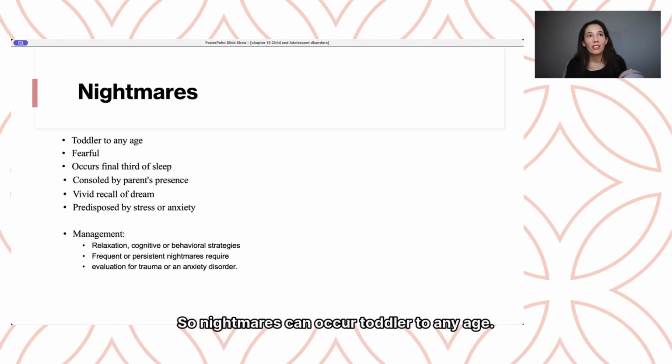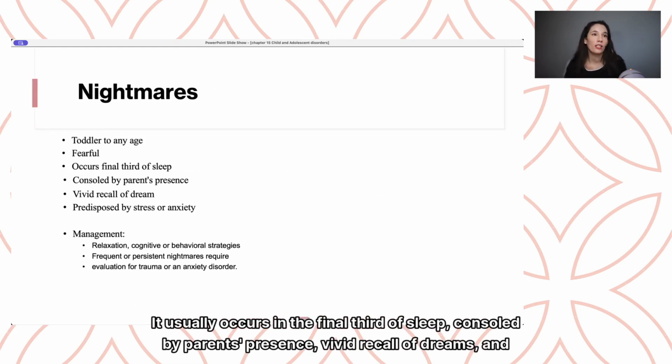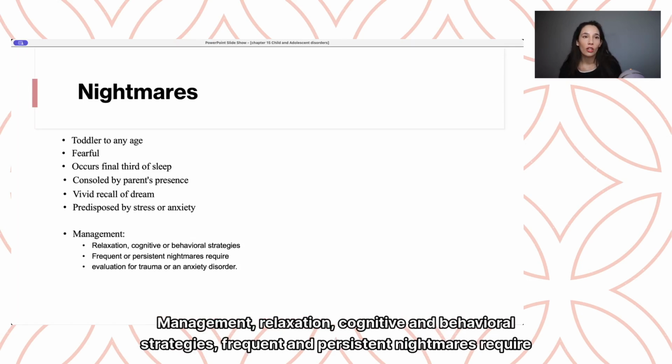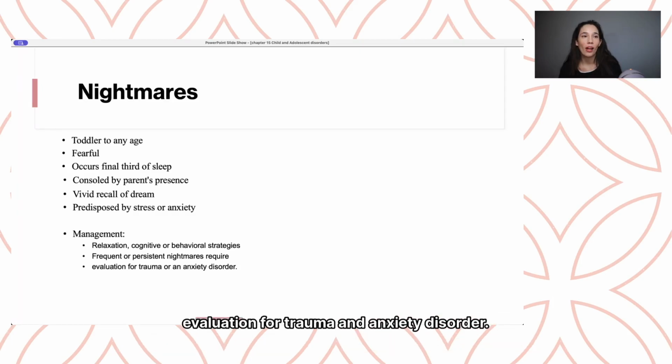So nightmares can occur from toddler to any age, creates a fearful situation. It usually occurs in the final third of sleep, consoled by parents' presence, vivid recall of dreams, and predisposed by stress and anxiety. Management, relaxation, cognitive and behavioral strategies. Frequent and persistent nightmares require evaluation for trauma and anxiety disorder.